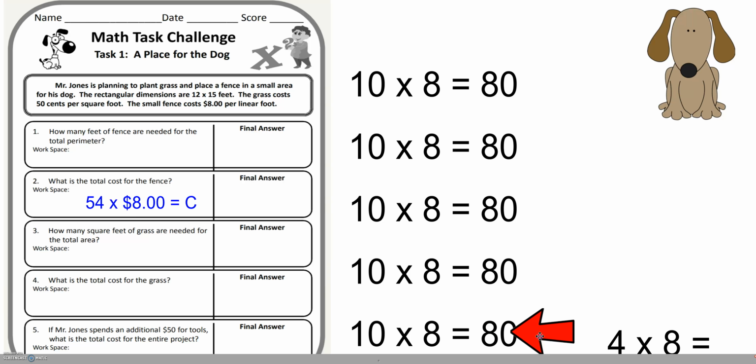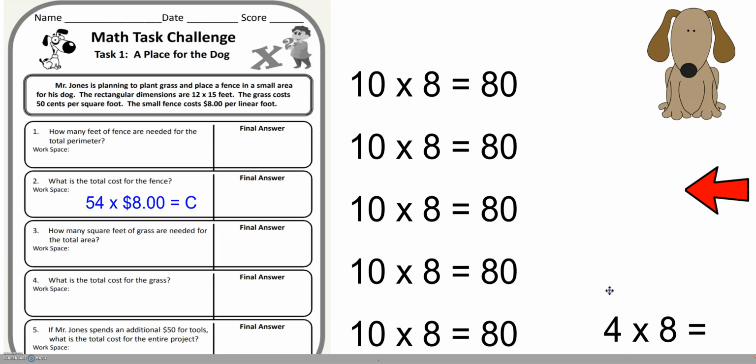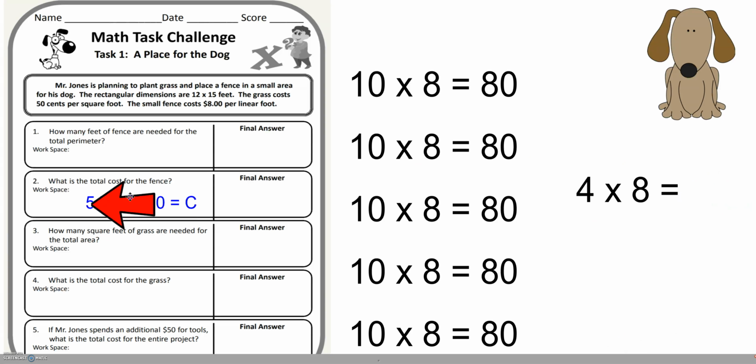Now what's left to multiply? 54. I broke it up into 10, 20, 30, 40, 50. Now I need to multiply the 4 ones that I haven't multiplied yet. 4 times 8. So if I take all of these and add them together, I'll get my final answer for the total cost of the fence.